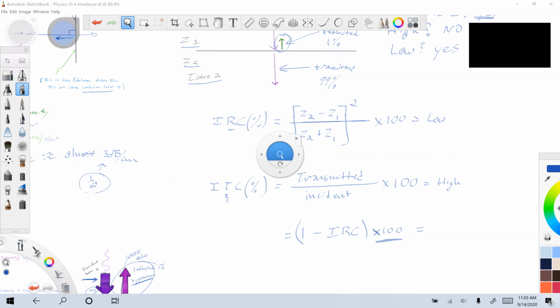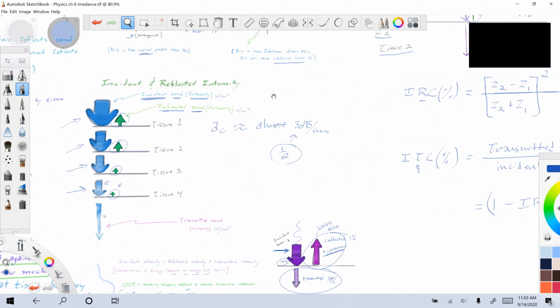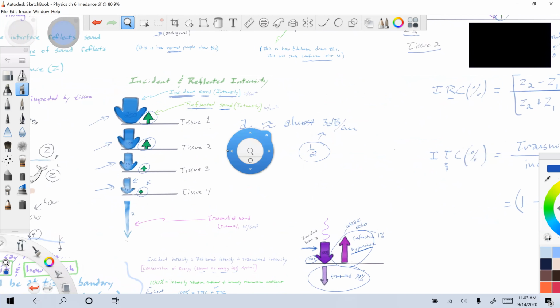And so that's what I tried to illustrate. So I'm trying to illustrate here that each time it's like 1% and 1% and 1% and 1% and so on. That's typical soft tissue.